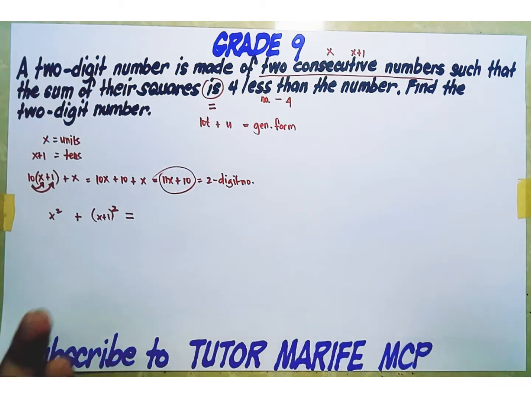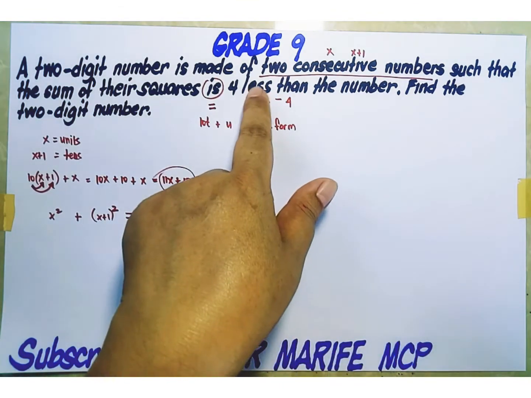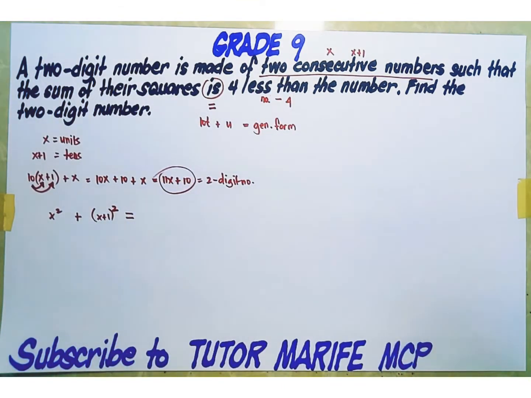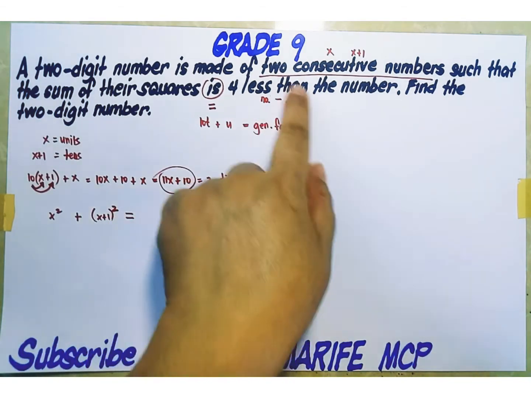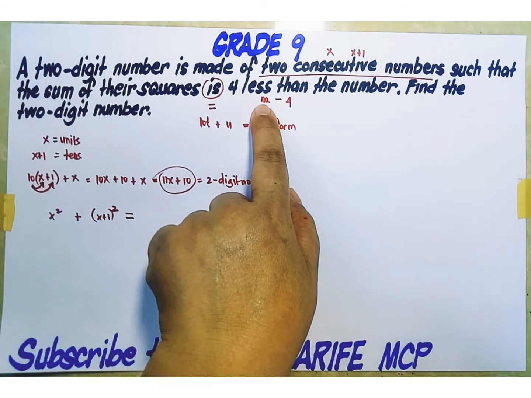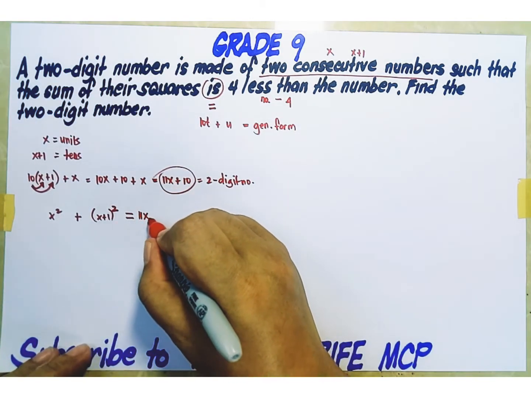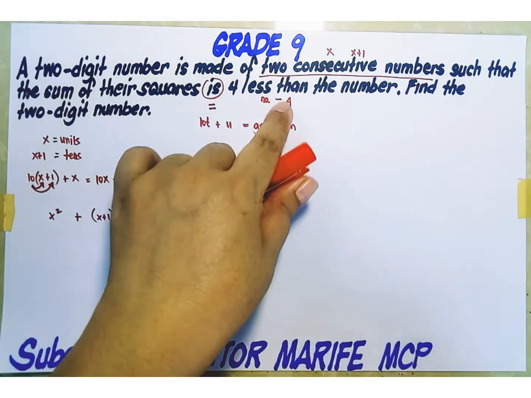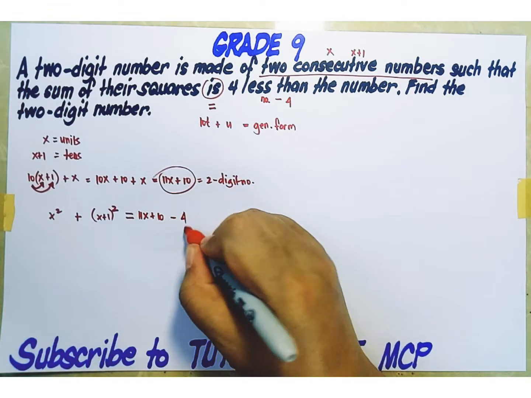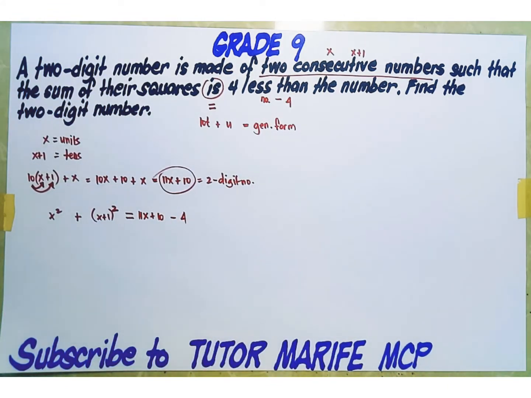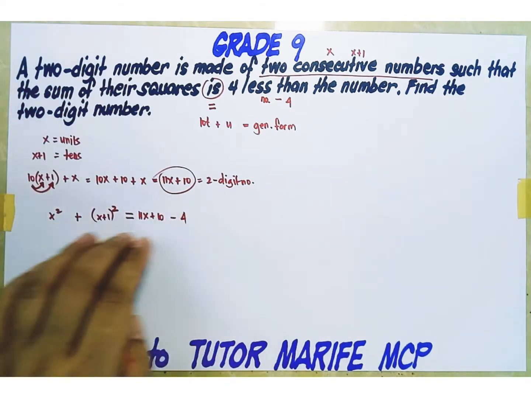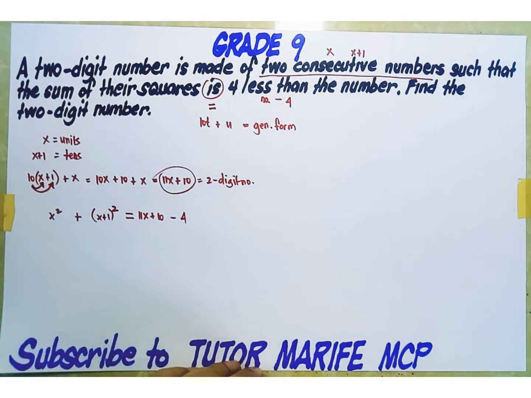Remember that there is no commutative property of subtraction. So be careful with the order of the terms when doing translation involving less than. Okay, so following this pattern, the number is 11x plus 10. Then we have minus 4. So this is our equation in solving for x.